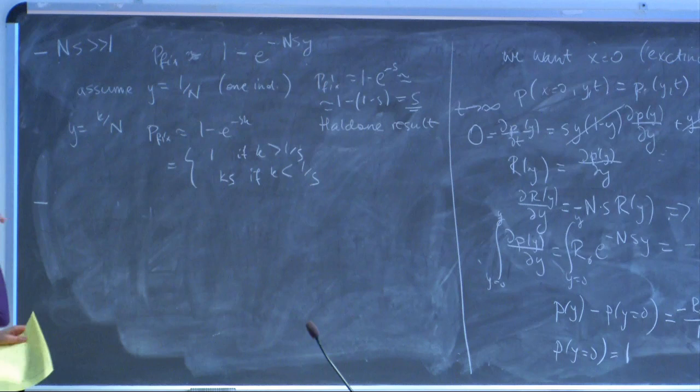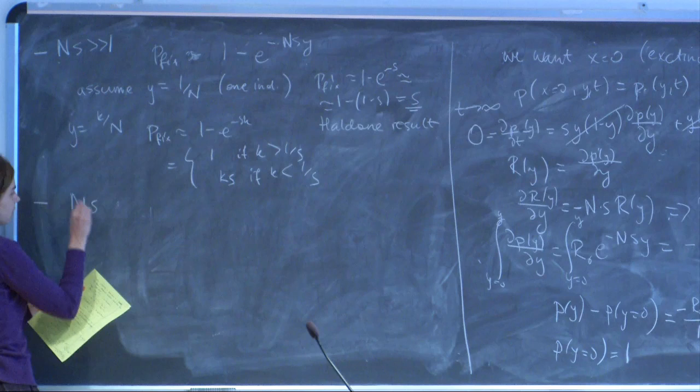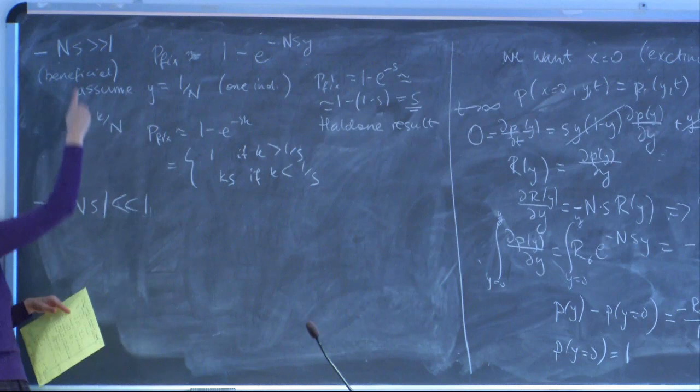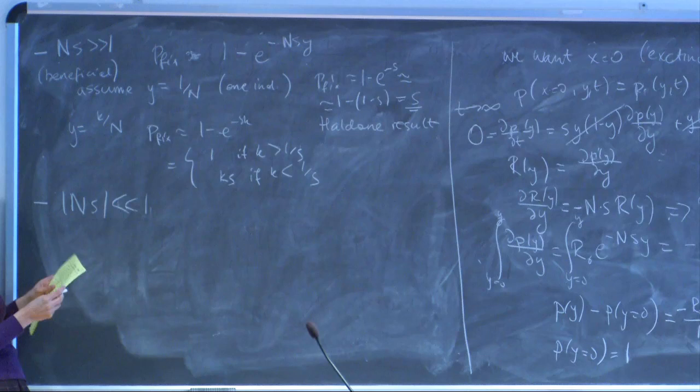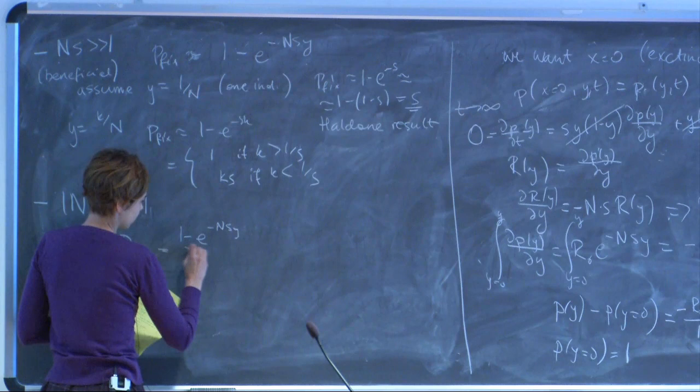Okay, but this is a result to remember, that generally if selection is strong, then the probability of fixation of a beneficial mutation is proportional to the selection strength. However, if selection is weak, and this can be either beneficial, so this is beneficial because it assumes it's a mutation that's good for you because it assumes that s is positive. Okay, we're going to do the negative one in a second. Okay, so this is either a deleterious or a beneficial one, but with a weak selection coefficient. So this is the general result.